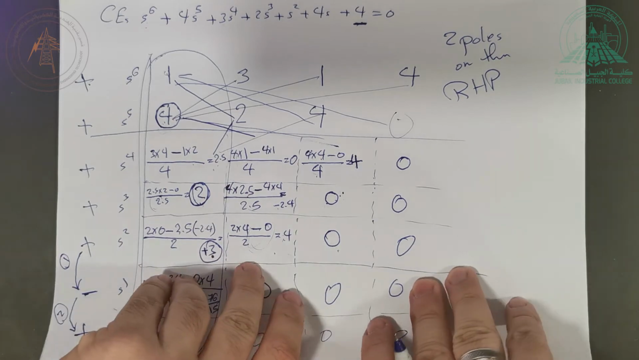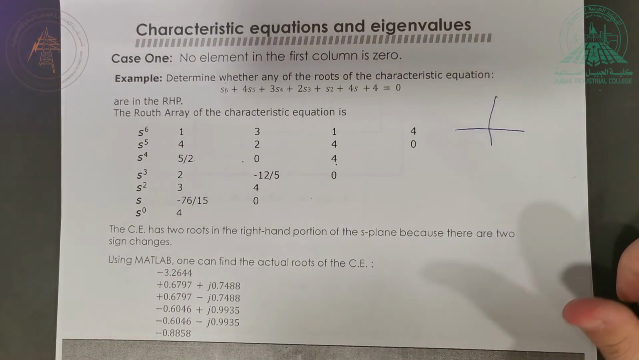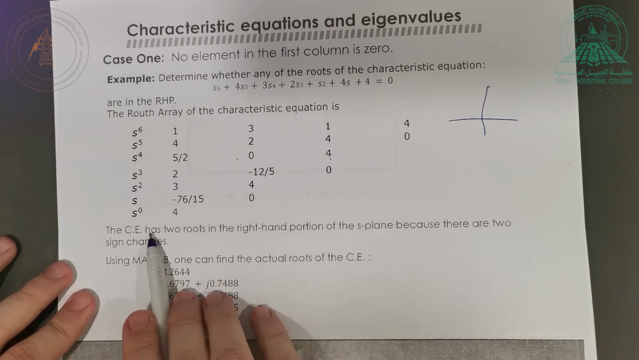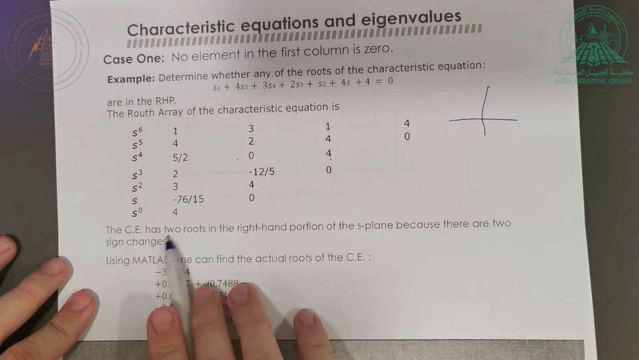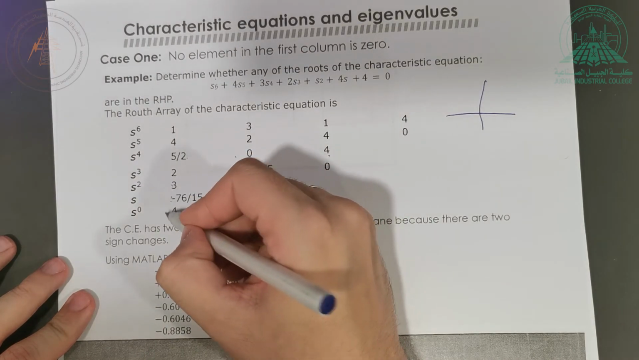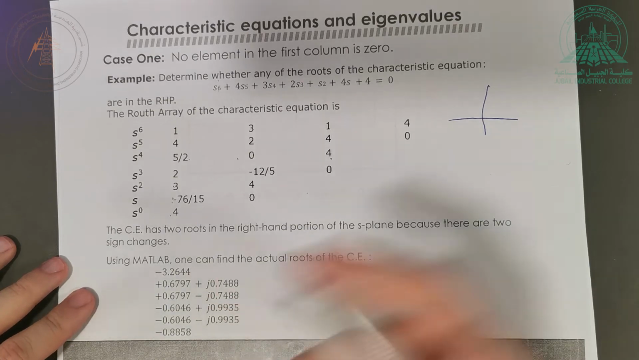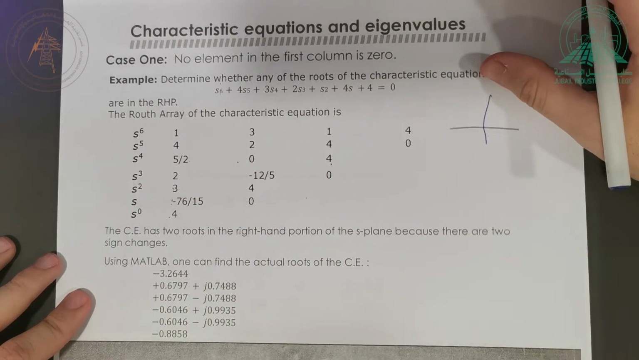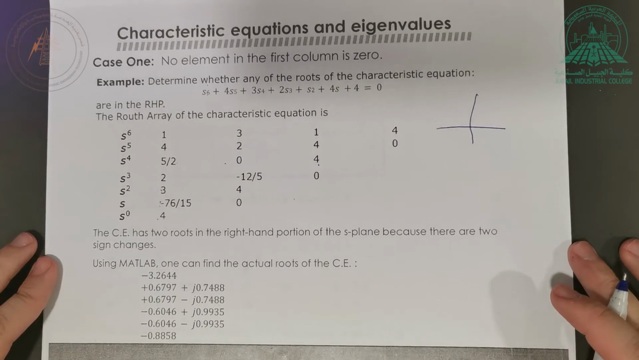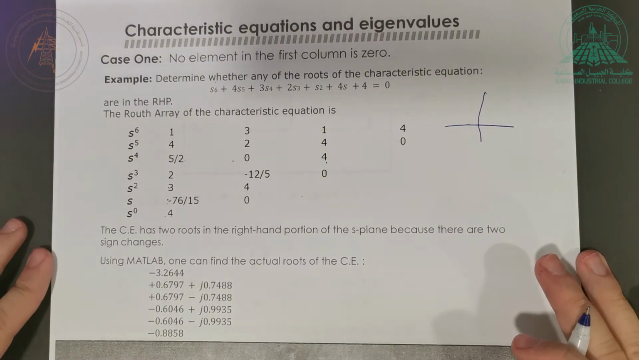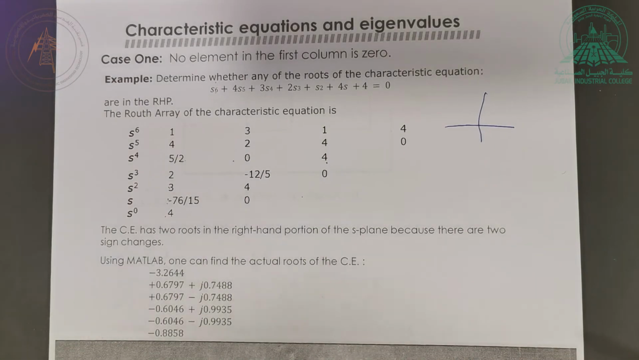Okay, so if I go back here to our slide, it says that since I have positive to negative, then negative to positive, I have two roots on the right hand plane. But what are these two roots? What are the values of these two roots? I don't care. This is not the job of this technique, and we don't even need to know them. We only need to know if they're on the right or the left hand plane, because this is the only information I need in order to tell about the stability of the system.